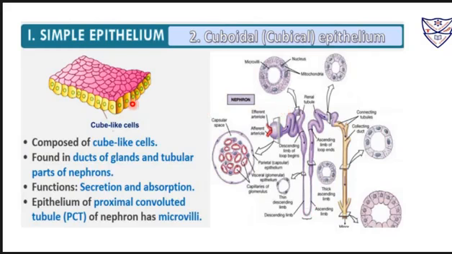So, the cuboidal epithelium, as the name is telling us, has these cube-like cells. It is generally found in ducts of glands and tubular part of nephron. Nephron is found in our kidney. They are the structural units of our kidneys, right? So, the role of these cells is secretion and absorption. Epithelium of proximal convoluted tubule, that is PCT, of a nephron has microvilli in it.